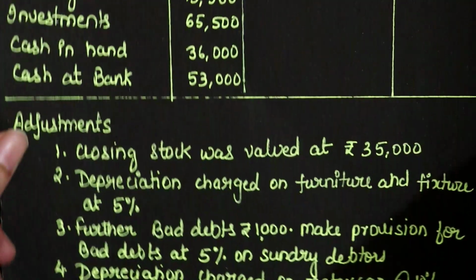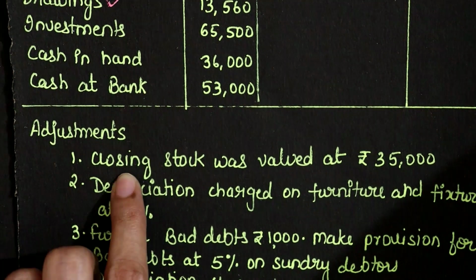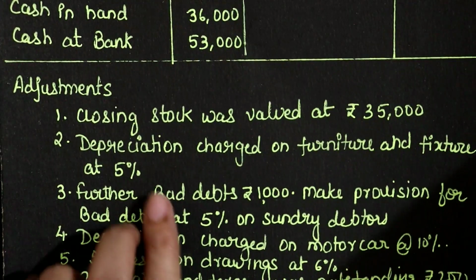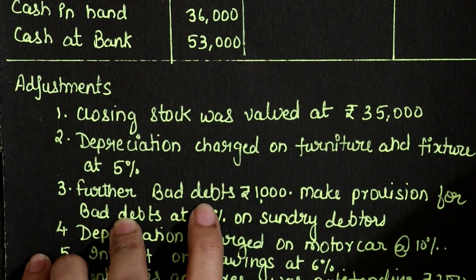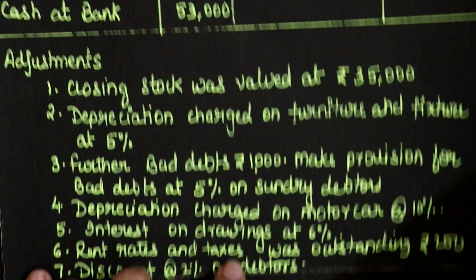Since all the adjustments are given effect, the only adjustment that is remaining is closing stock. We have given effect of depreciation on furniture, bad debts, depreciation on motor car, interest on drawings, rent, rates and taxes, and discount on debtors. So closing stock is the only thing that remains.